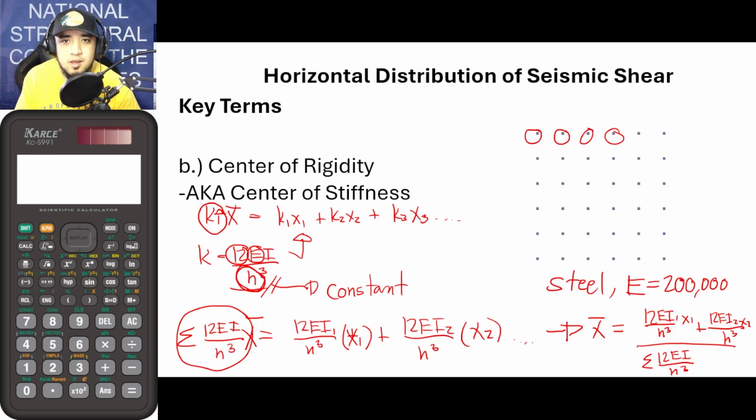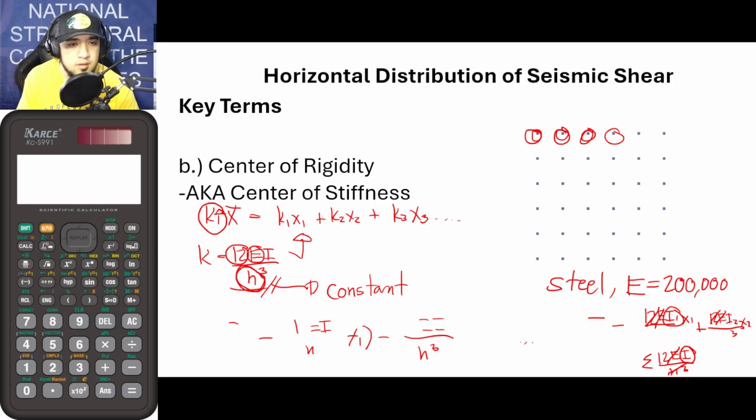Take note that if once again all of these members have the same material, which is steel, and all of them have the same height, again, the values for E and H would be constant. So from that, guys, this would now cancel out, except for the value of I, of course. So in that case, we could also simplify the equation.